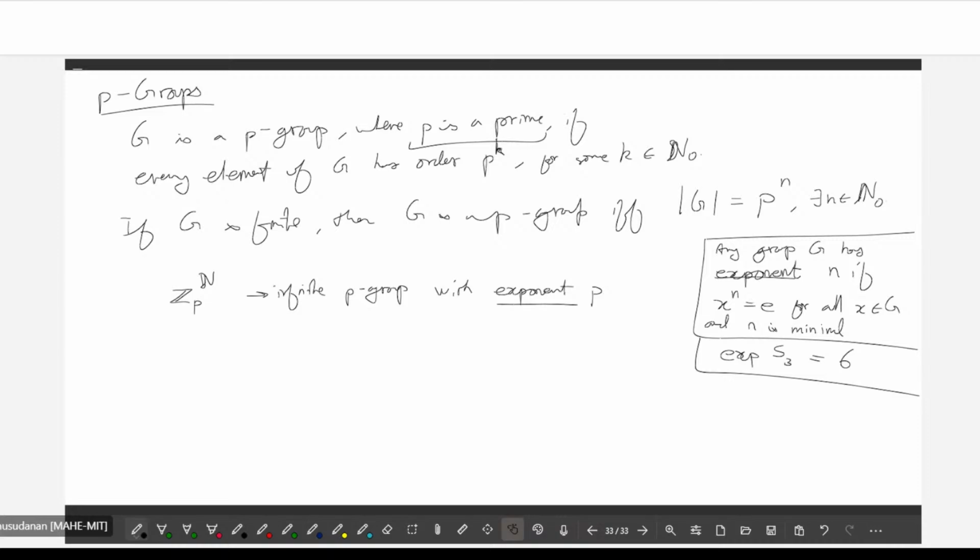Okay, another question is, do you know any infinite group, P groups, any infinite group in which all elements are of finite order, but there is no exponent? All possible orders occur.